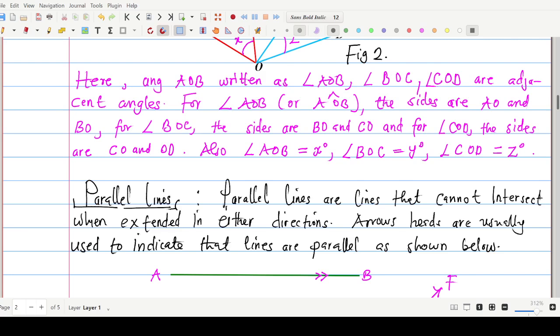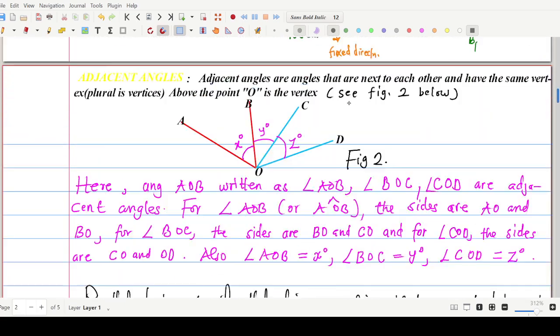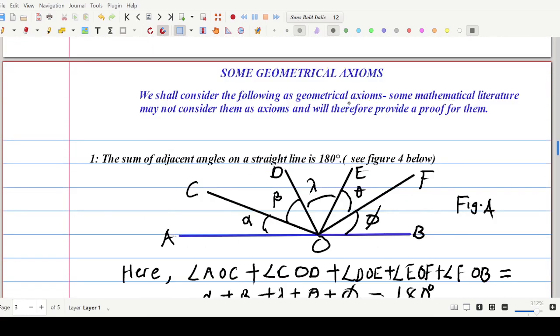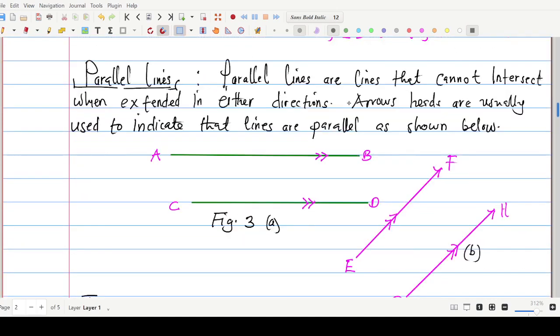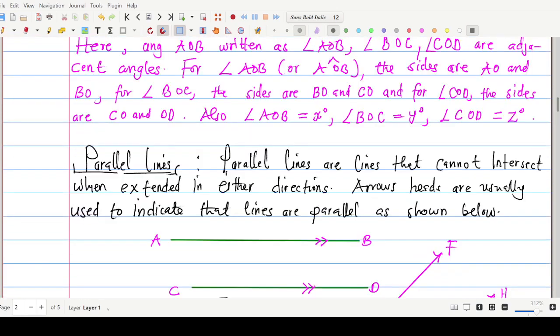Now let's look at parallel lines. What are parallel lines? Parallel lines are lines that cannot intersect when extended in either direction. As simple as these terminologies are, they have a great consequence on our future work. In subsequent work we'll look at, you will see that these little things I'm defining to you now have a great consequence in the existence of other things we'll consider later. So it's very important to get this foundation very clear so that you'll be able to grapple with future work. So parallel lines are lines that cannot intersect when extended in either direction.